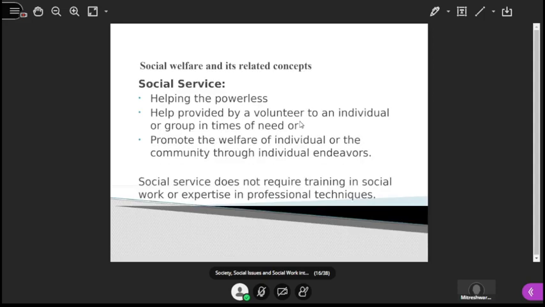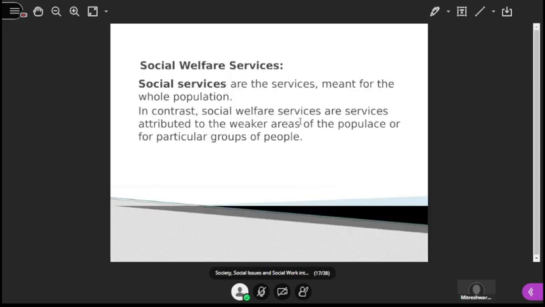So, the social welfare and its related concept, social service: helping the powerless, help provided by volunteers to an individual or group in times of need, or promote the welfare of individuals or the community through individual endeavors. Social service does not require training in social work or expertise in professional techniques.